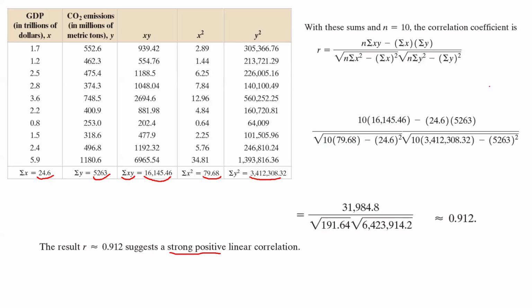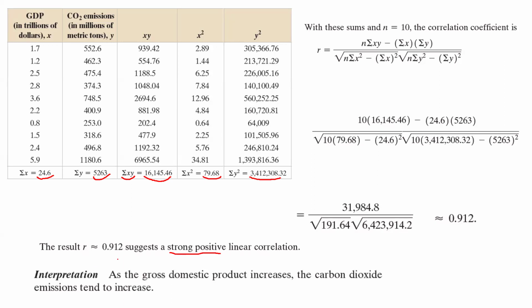So far, we went over one example. We saw the relation between GDP as the independent variable X and CO2 emission as Y, dependent on X. And we saw that we have a strong positive linear correlation between them because of r. The interpretation was, as the gross domestic product increases, the carbon dioxide emissions tend to increase as well.